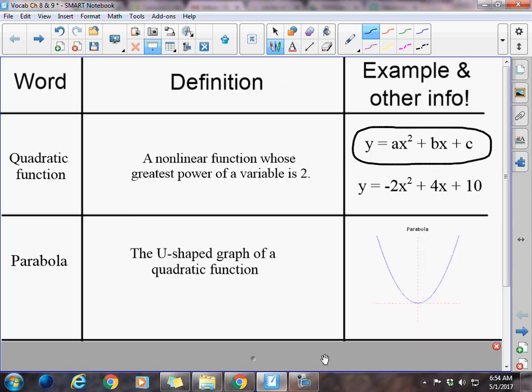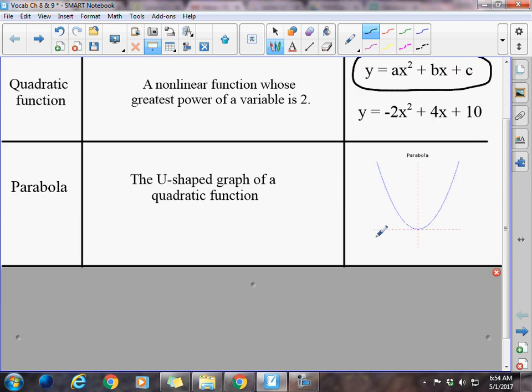Next word, parabola. So parabola is the U-shaped graph of a quadratic function. I think people are getting pretty used to that word, but that will be one of the words on the test. So that's called a parabola.